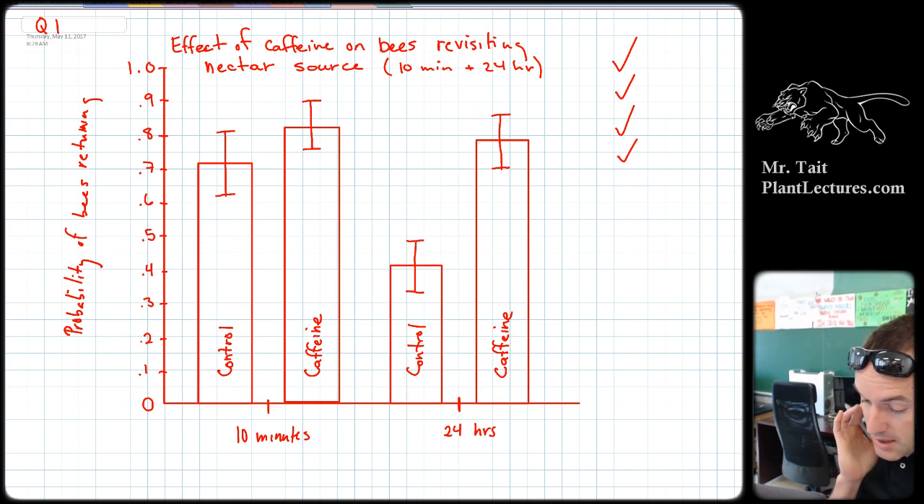All right, design an experiment using artificial flowers to investigate potential negative effects of increasing caffeine concentrations in nectar on the number of floral visits by bees. Identify the null hypothesis and appropriate control treatment, and the predicted results that could be used to reject the null hypothesis. Okay, so design an experiment using artificial flowers.